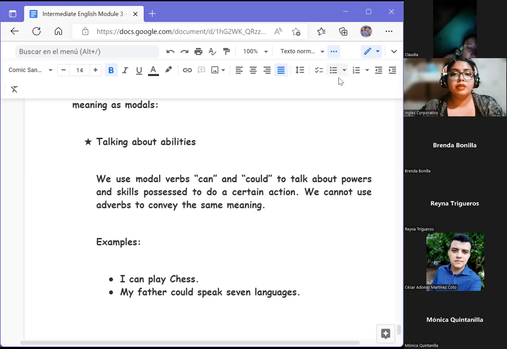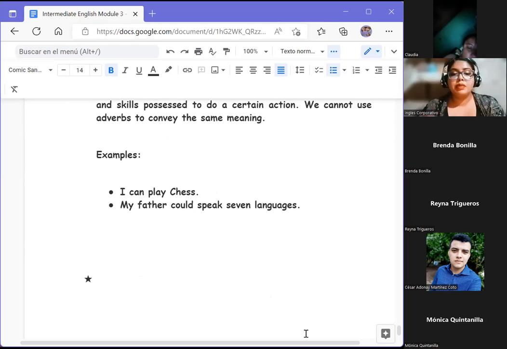Then we have the second one. And it says, talking about permission. It says that we use can, could, and may to give or ask for permission. May and could are more formal and polite, and we cannot use adverbs to convey this message. So in this case, we are going to use some specific modal verbs to ask for permission.